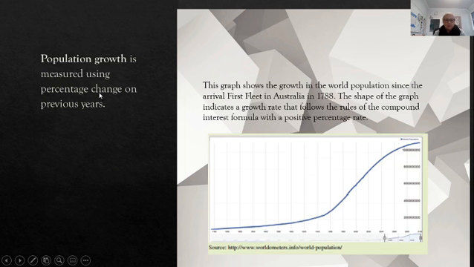Population growth is measured using percentage change on previous years. If you look at this, it shows you the growth in the world's population since the first fleet arrived in Australia. You can see the change. There was lots of growth in population, so it was a positive percentage. You can see it went up.